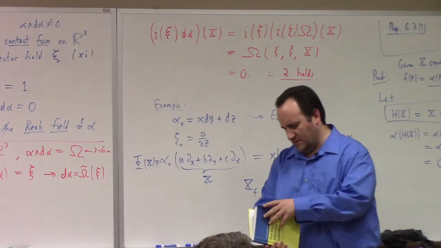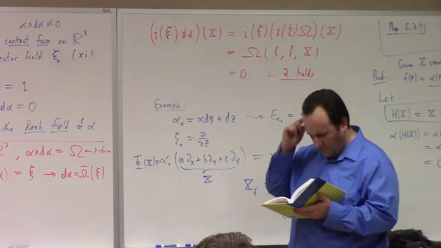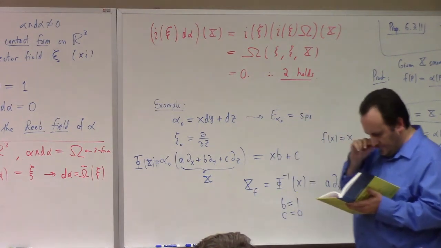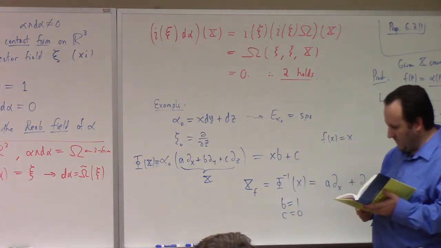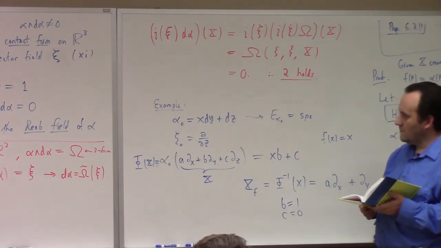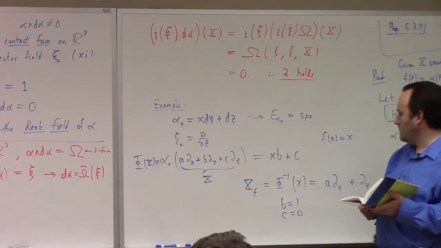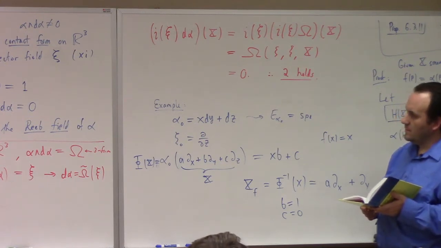Goodness gracious, that's actually a calculation. But we're doing the inverse, right? So we only need to, because the codomain is just all smooth functions from R3 to R. And we're only doing the inverse.